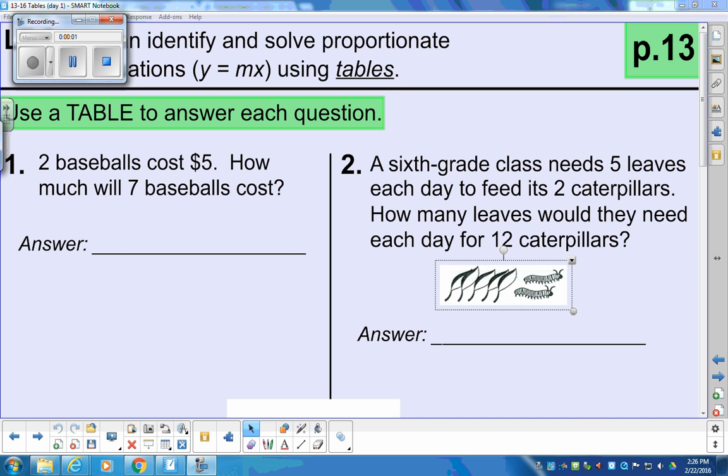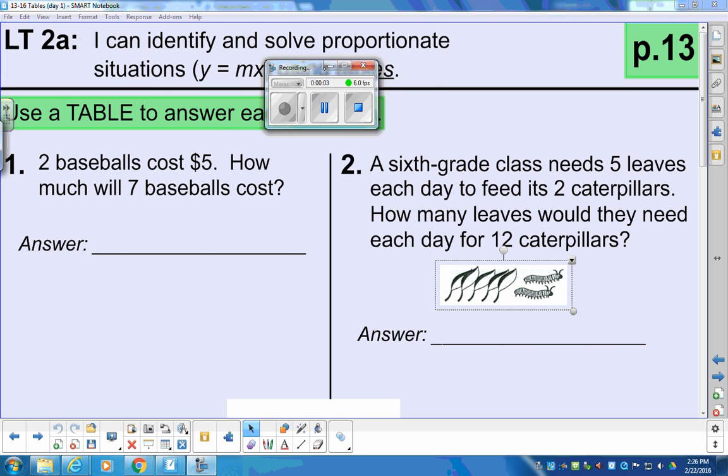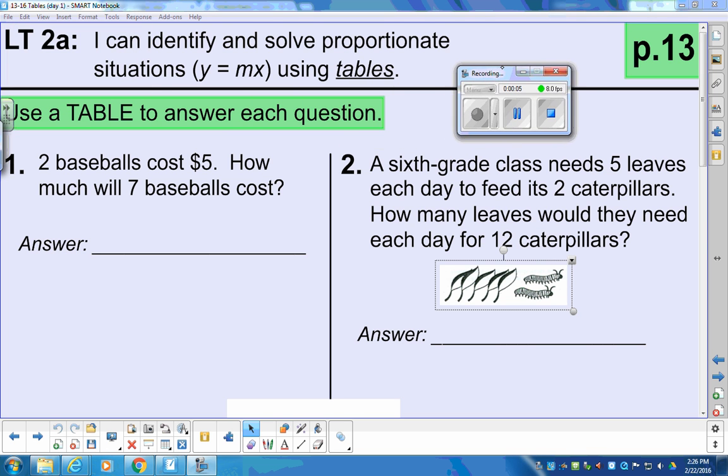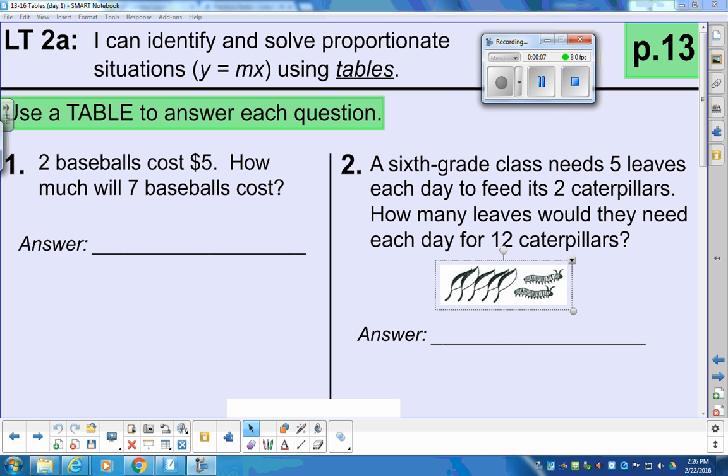So our learning target today is: I can identify and solve proportions or proportionate situations using tables only. So we're going to use a table to answer each of the questions. We're going to go through this process and see what we know about proportional relationships. It's the idea of cross products sometimes.